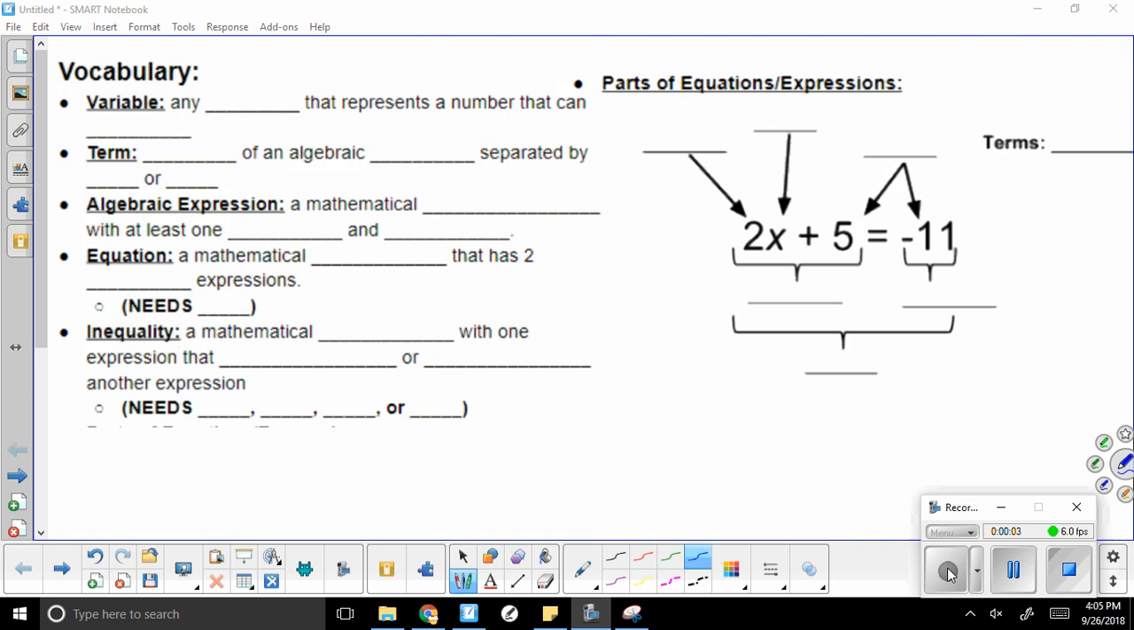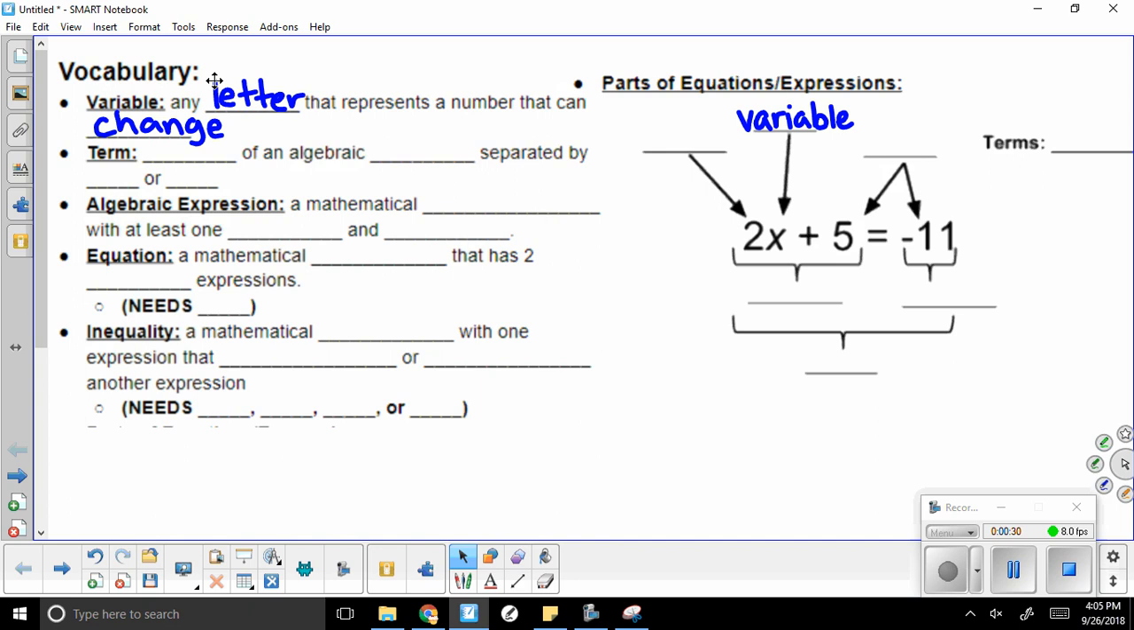So we're ready to start our next unit, which is our algebra unit. Before we get started, we need to talk about some important vocabulary words. The first word is variable. A variable is any letter that represents a number that can change. If you look at the diagram below in our example, our variable is x. So you need to label your x with the word variable.